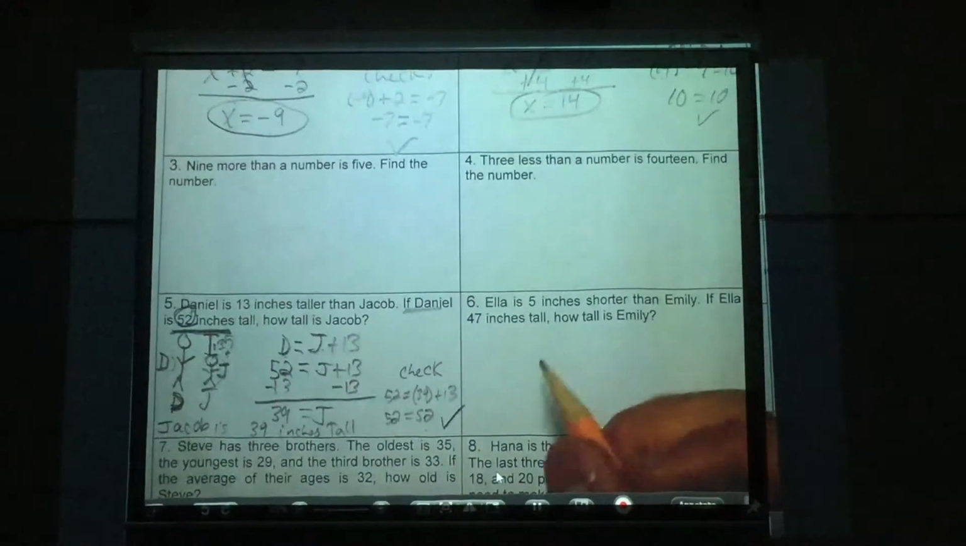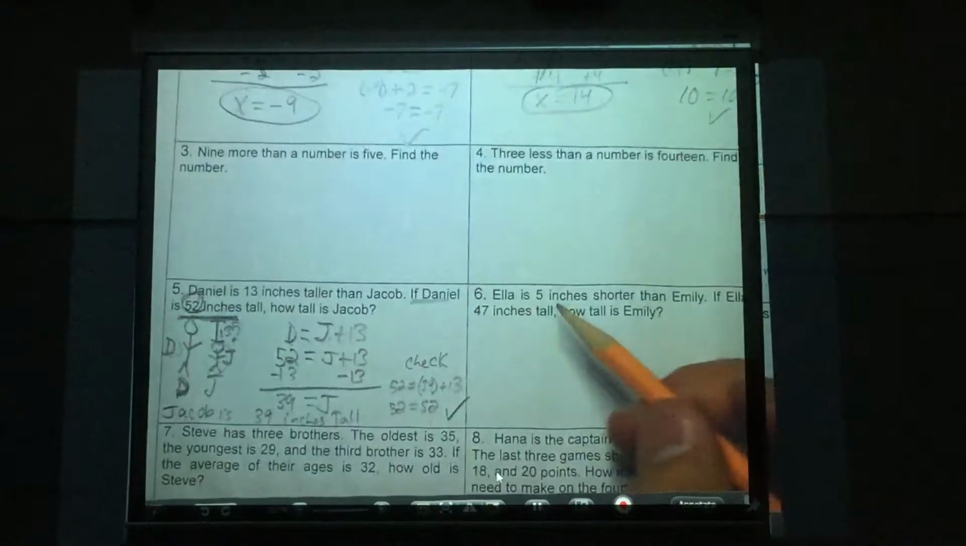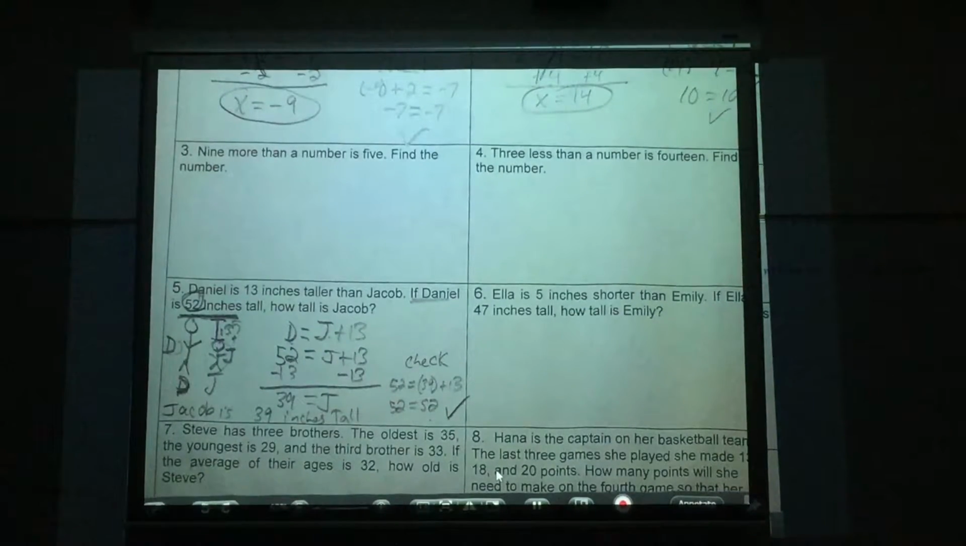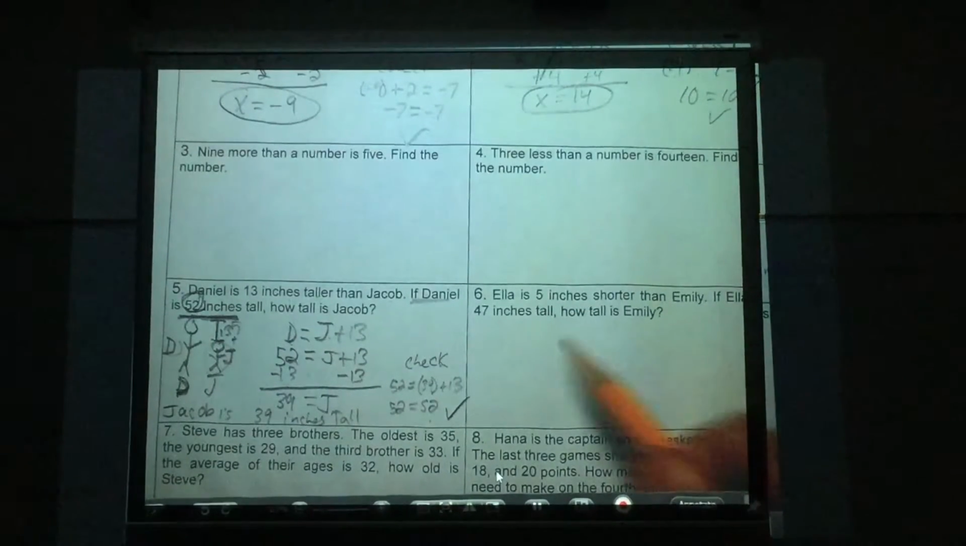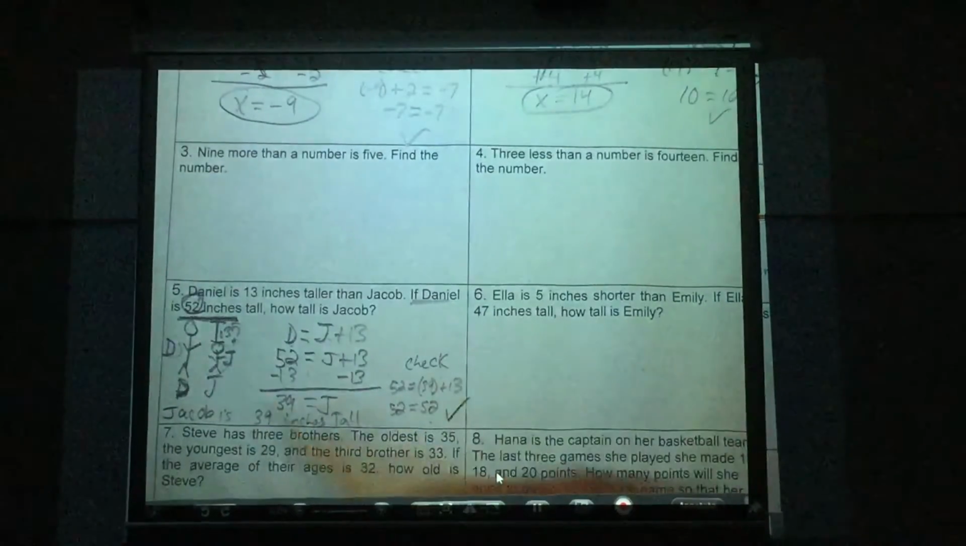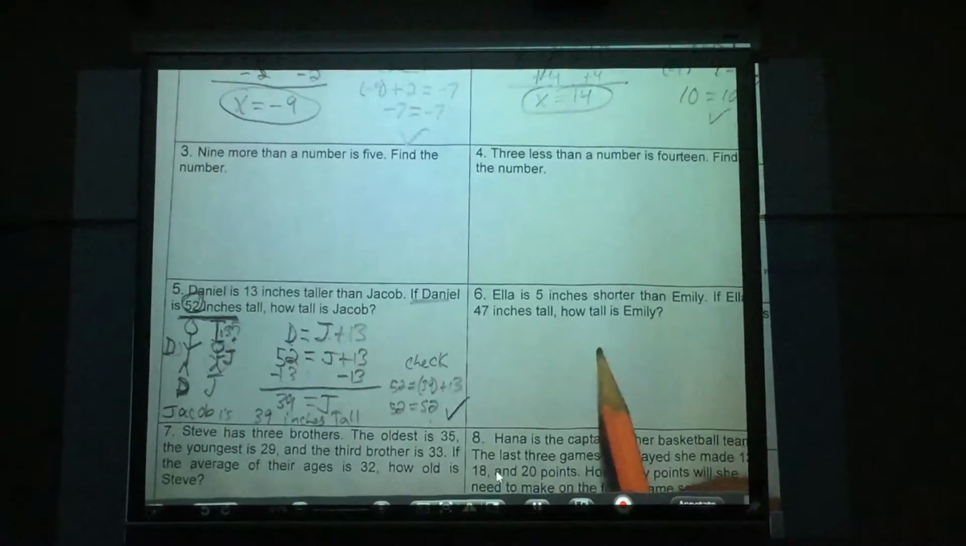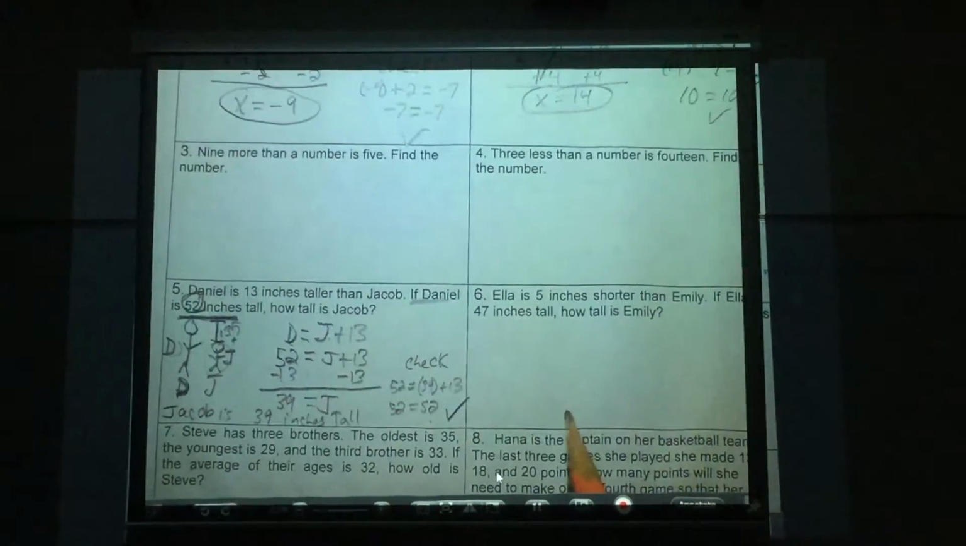All right. Now number 6 is very similar to number 5. It says Ella is 5 inches shorter than Emily. If Ella is 14 inches tall, how tall is Emily? So if you wanted to draw a little diagram again, you could. So go ahead and do that right now, and questions are going to pop up on the side.